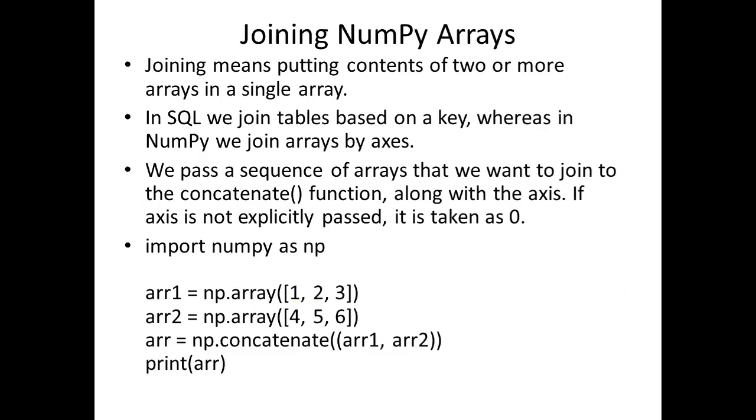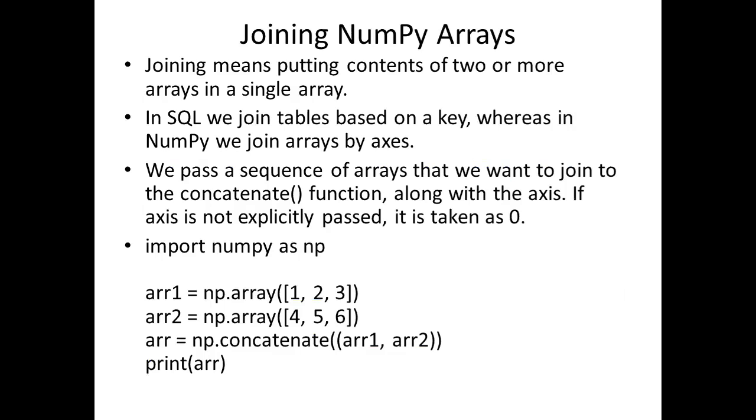Then join. Joining means putting the content of 2 or more arrays in a single array. In SQL, we join the tables based on the key, right? Whereas in NumPy, we join the arrays by axis. Axis is nothing but rows and columns. So we pass the sequence of arrays that we want to join to the concatenate function along with the axis. If the axis is not explicitly passed, it is taken as 0.